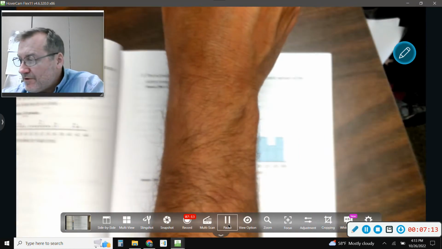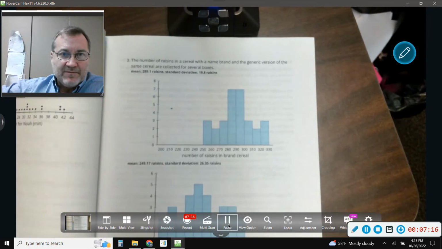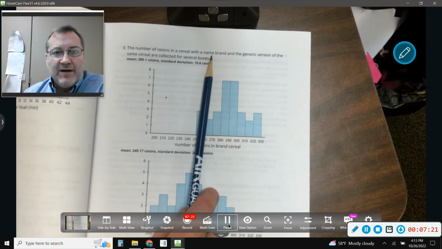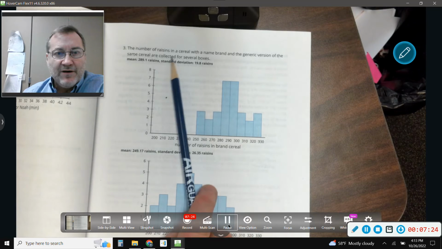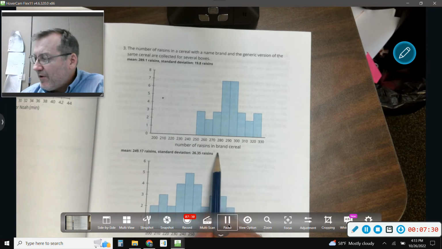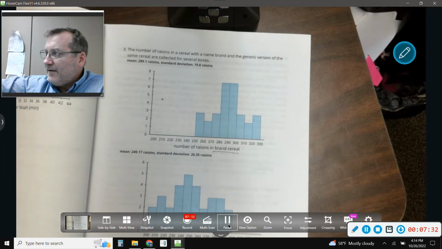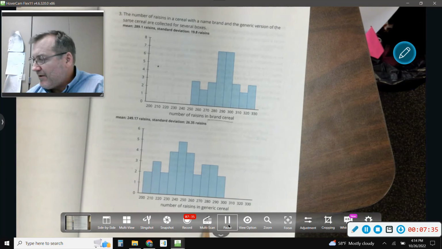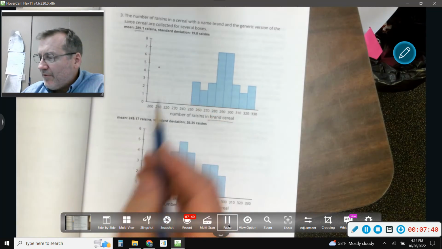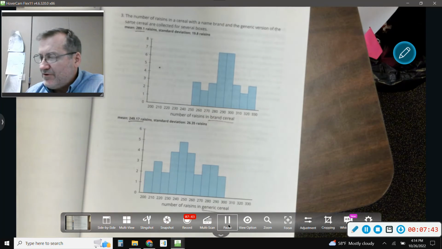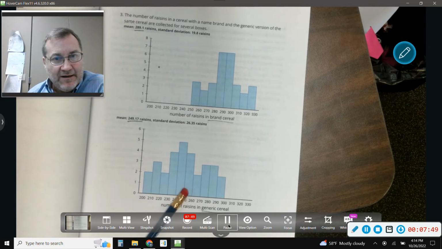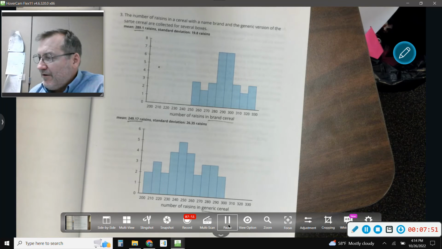And moving on to number 3. Let's look at some histograms. Number 3 says the number of raisins in a cereal with the name brand and generic version of the same cereal are collected for several boxes. So this is the one with the brand name cereal, and the one right below it is your generic cereal. Let's look at these things. The mean here is 289 raisins, and the mean here is 249 raisins. So there are significantly fewer raisins found in that generic cereal.